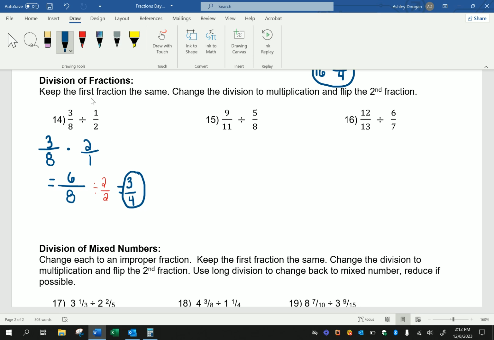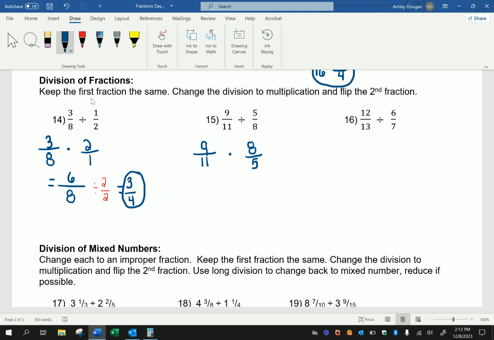I want to do the same thing for 15. I'm going to keep, flip, change. I'm going to keep the first fraction the same. I'm going to flip the second fraction and make that 8 over 5. And then I'm going to change the division to multiplication. So now I have 9/11 times 8 over 5. And I multiply straight across. It's just like the problems earlier.